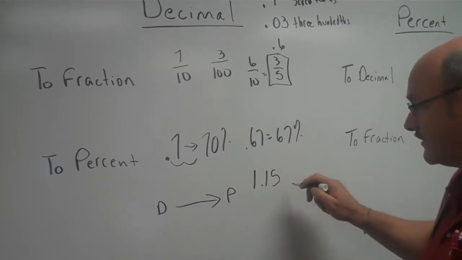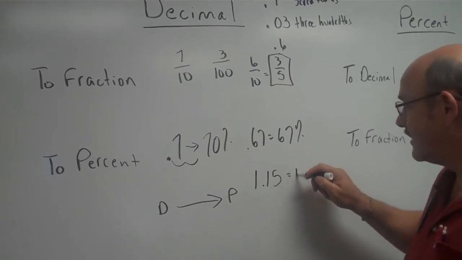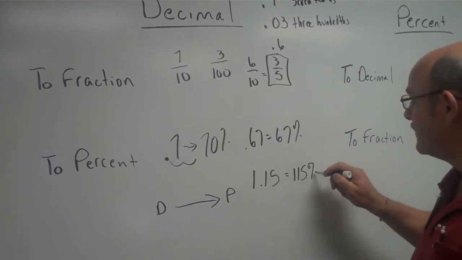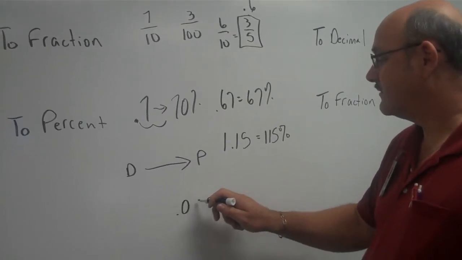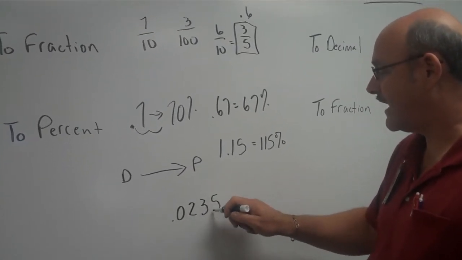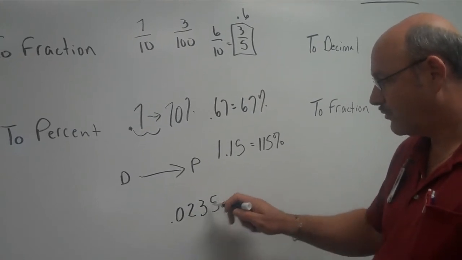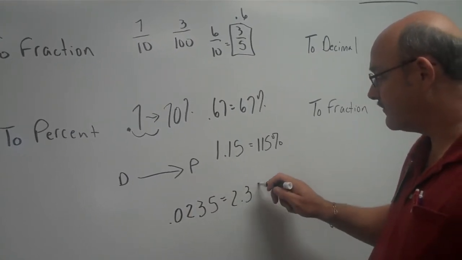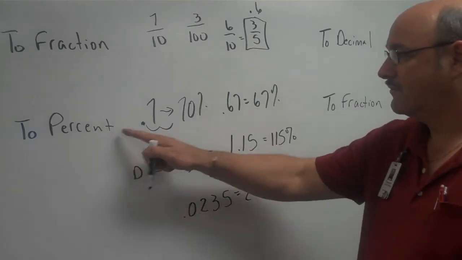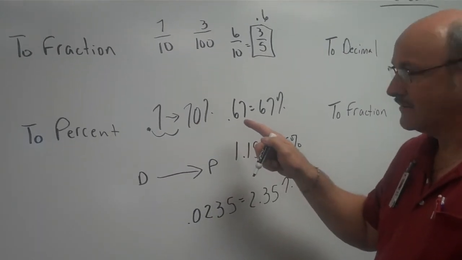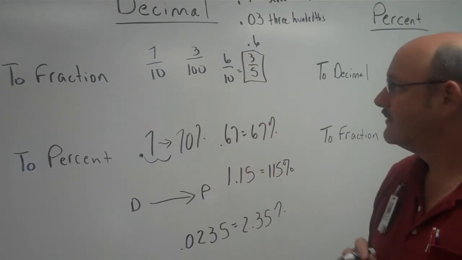What if I had 1.15? I still just moved my decimal twice, 115%. If I have 0.0235, move my decimal twice, 2.35%. Simply put, you move your decimal to the right twice to make a decimal to a percent.